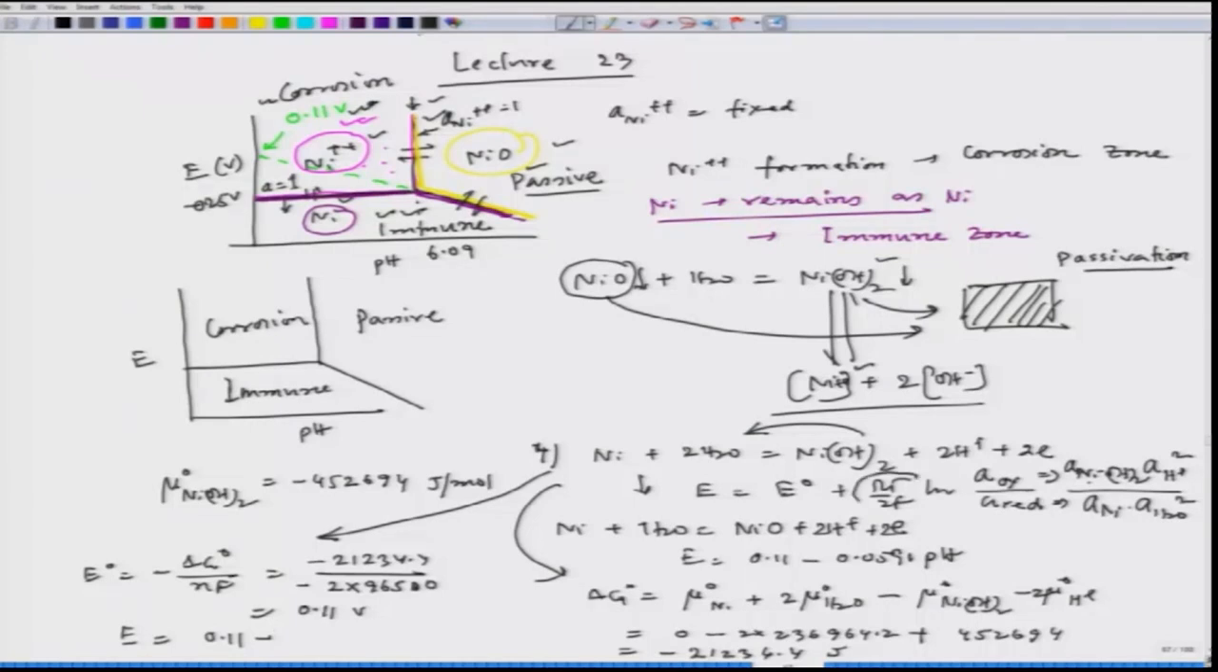this goes to 1, this goes to 1, this goes to 1. So, you are left with this quantity. So, these 2 will get cancelled. So, finally, you would get the same pH, same equation. So, these 2 are getting the same equation. So, that means this line would be similar to Ni(OH)2, if we form Ni(OH)2 instead of NiO.